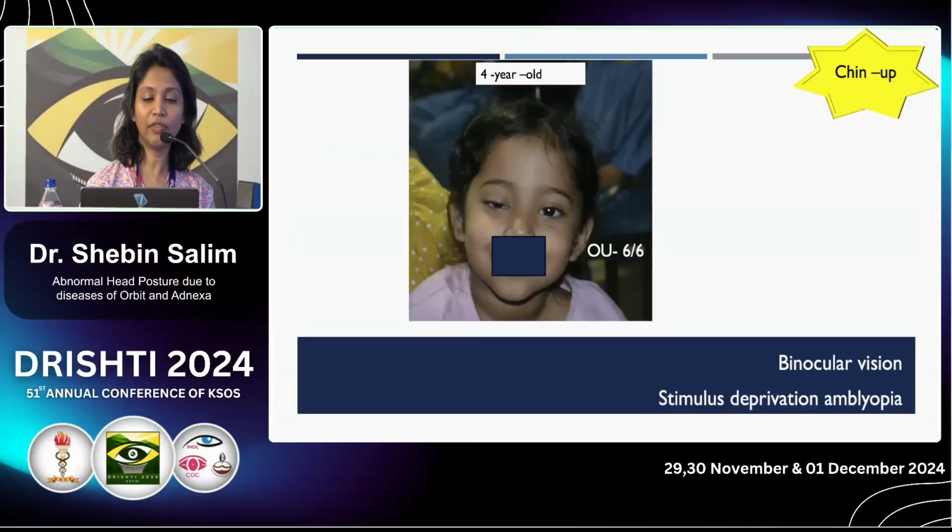So this is a 4-year-old girl who presented with right eye severe ptosis since birth. Her visual acuity is 6/6 in both eyes. So the chin up posture that she is having helped her to have binocular vision and prevented visual deprivation amblyopia in the right eye. This is simple congenital ptosis.